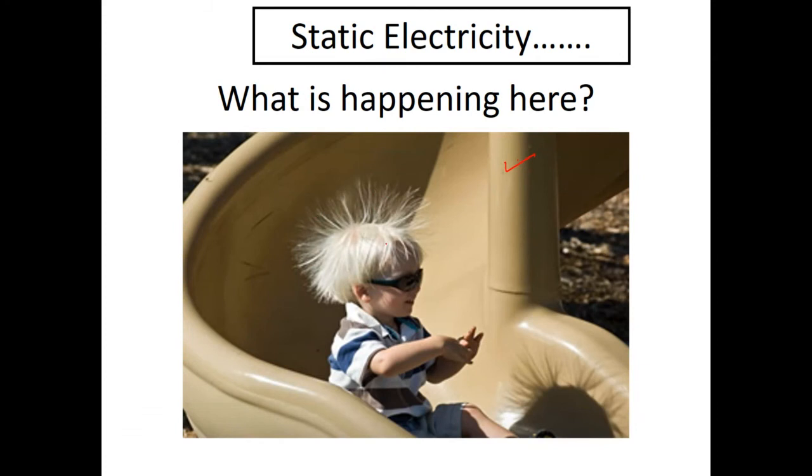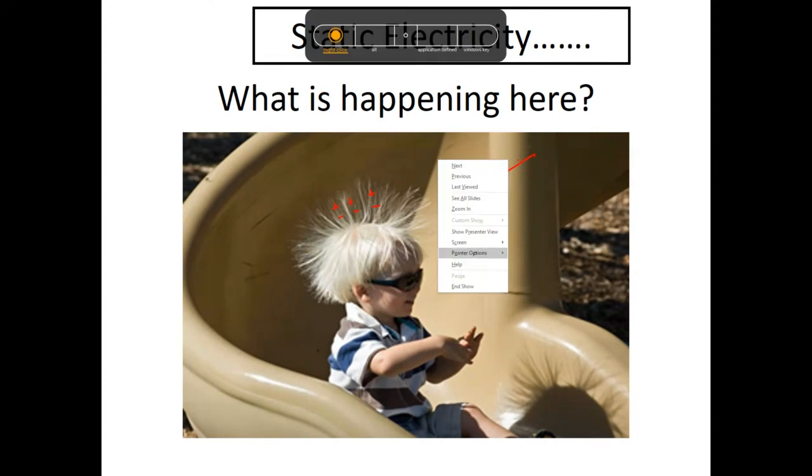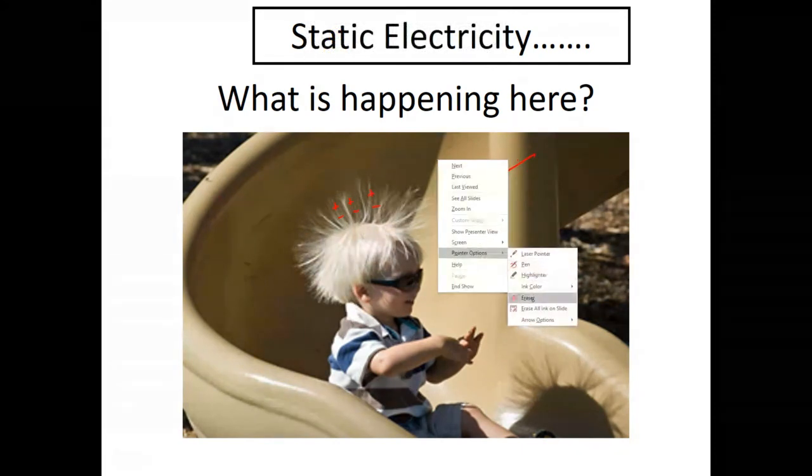What is the reason? Because when the child moves from the top of the slide to the bottom, he rubs his body against this plastic. When he rubs, what will happen? Initially the hair has equal numbers of positive and negative charges, so it is neutral. Am I right? So when he moves from top to bottom, what exactly happens?